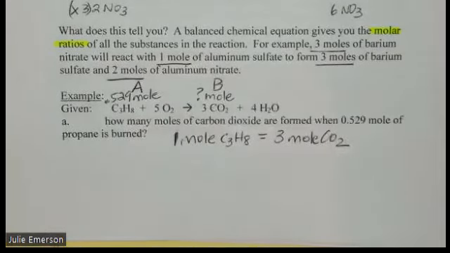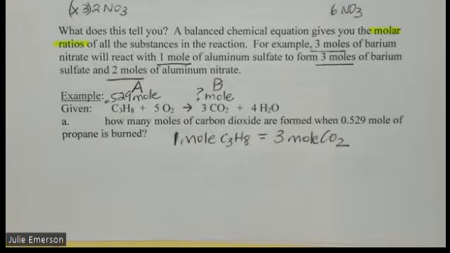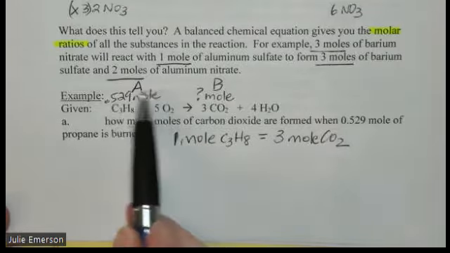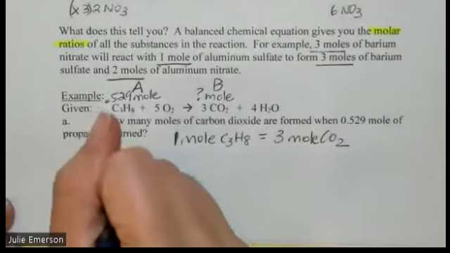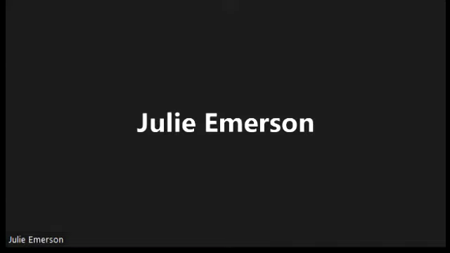When we started chapter 1, we looked at 1 kilogram as 1,000 grams. It's the same idea. This is our conversion step when we do chemistry. When we look at two substances, we have to look at the balanced equation to get that relationship. So we always start with what we're given. The question told us we had 0.529 moles of C3H8.